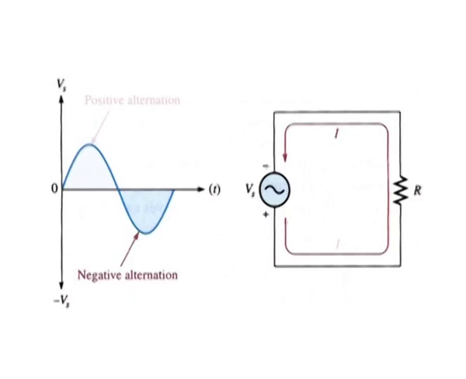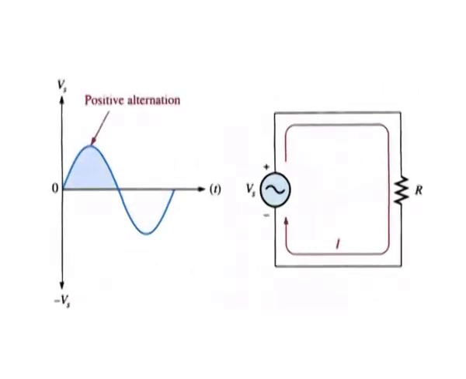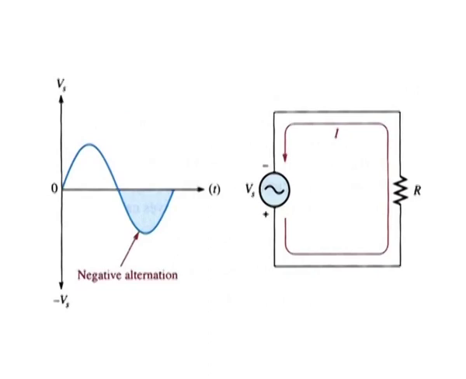When the voltage changes polarity, the current correspondingly changes direction as indicated. During the positive alternation of the applied voltage Vs, the current is in the direction shown in the figure. During a negative alternation of the applied voltage, the current is in the opposite direction. The combined positive and negative alternations make up one cycle of a sine wave.